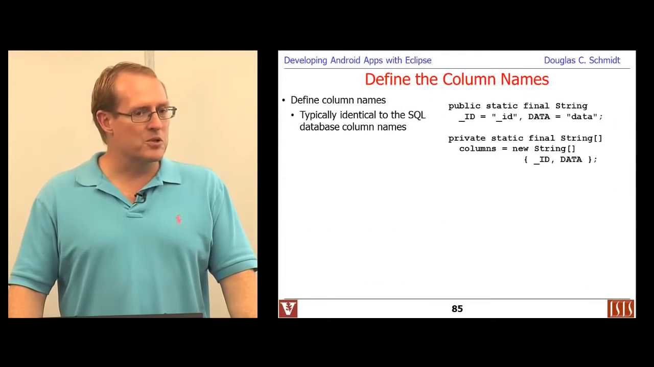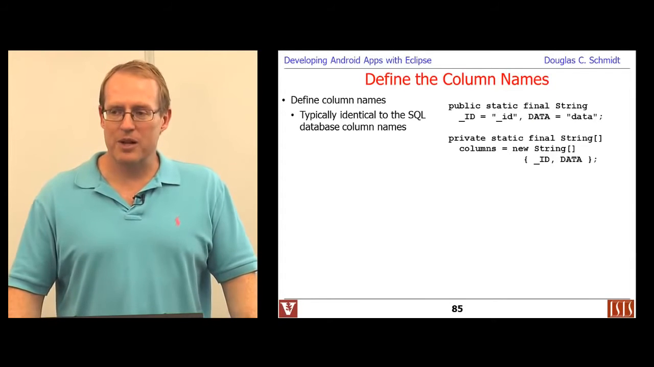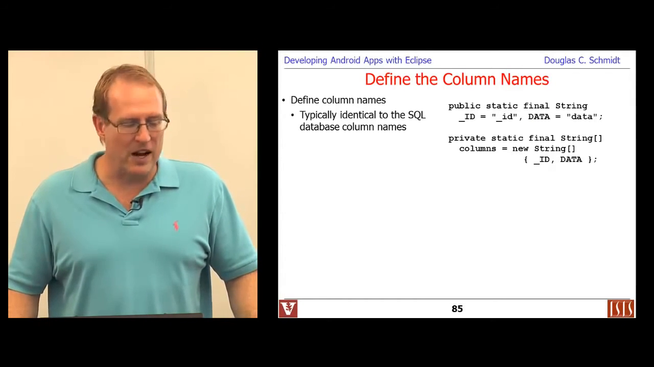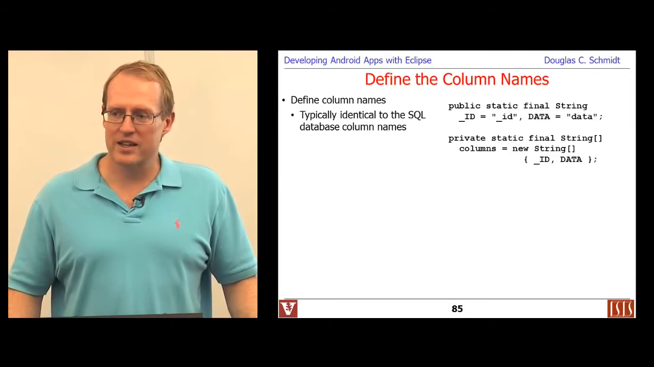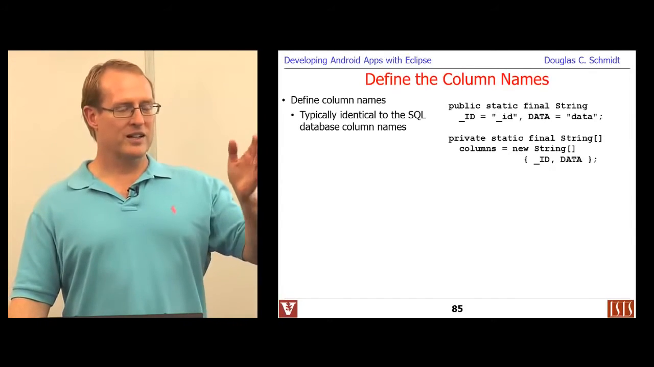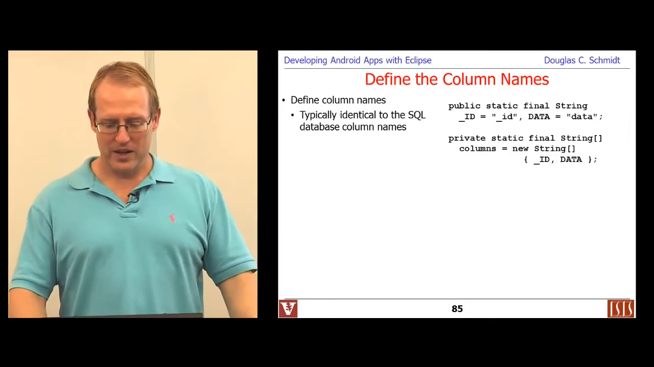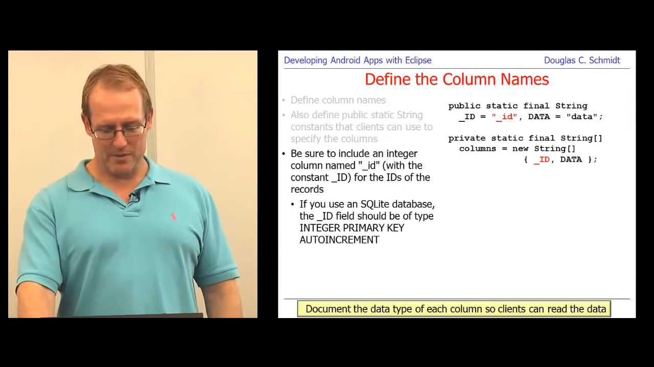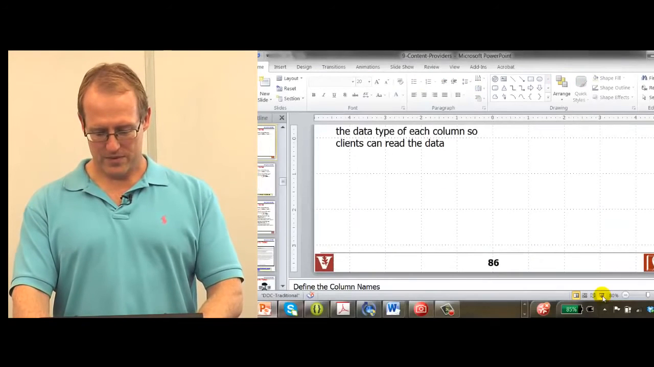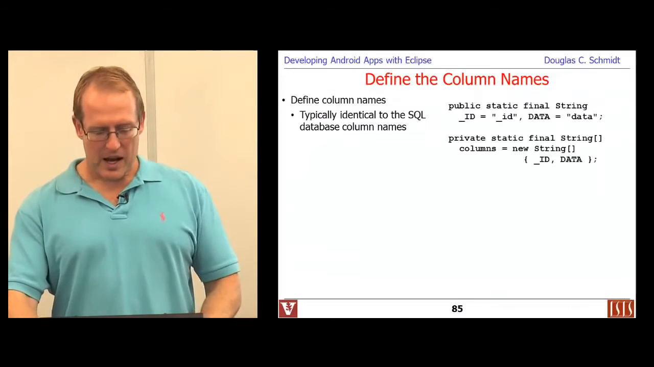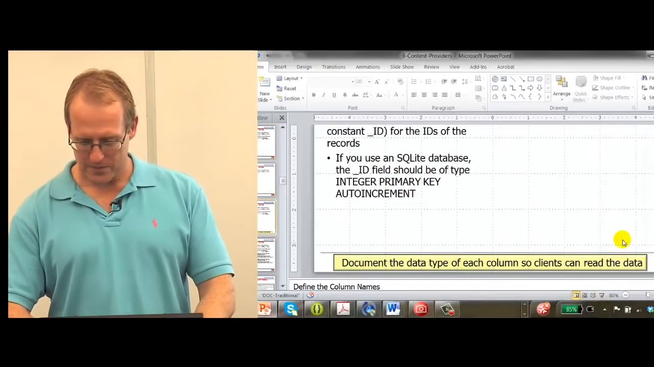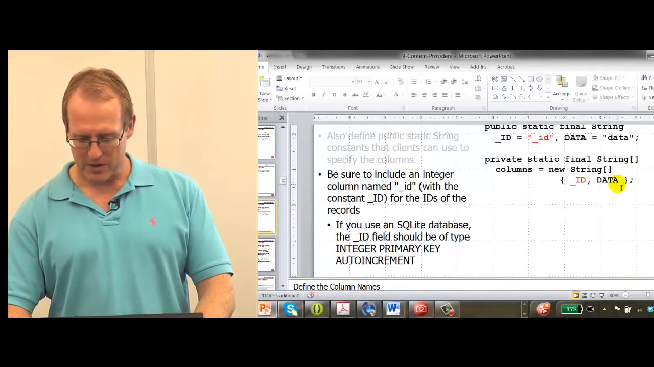So here are some examples. As we'll see when we look at our example app a little bit later, we're going to have something that does this. You start out by defining column names, which are basically the names you would use to identify the columns in the SQL databases. You also want to be able to define string constants that the app can use.